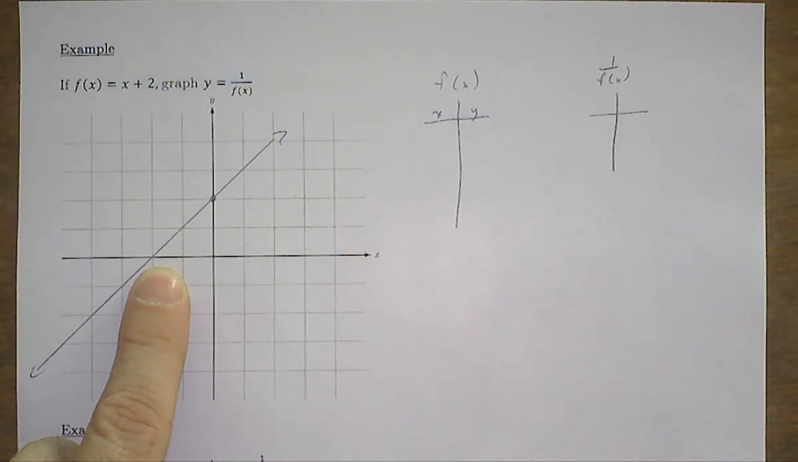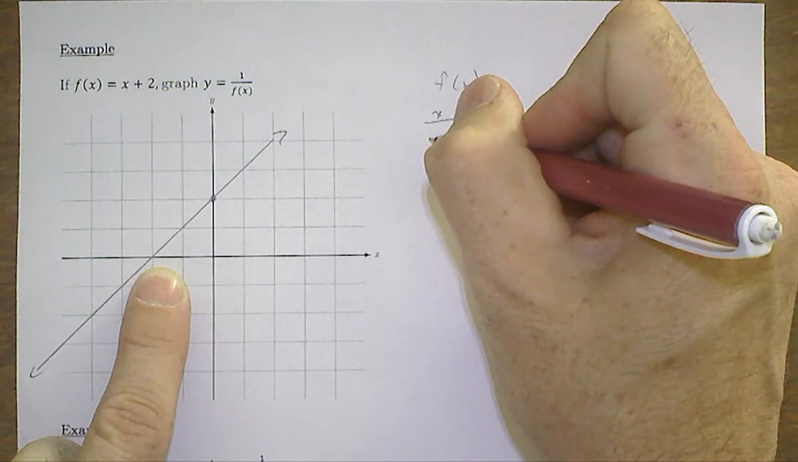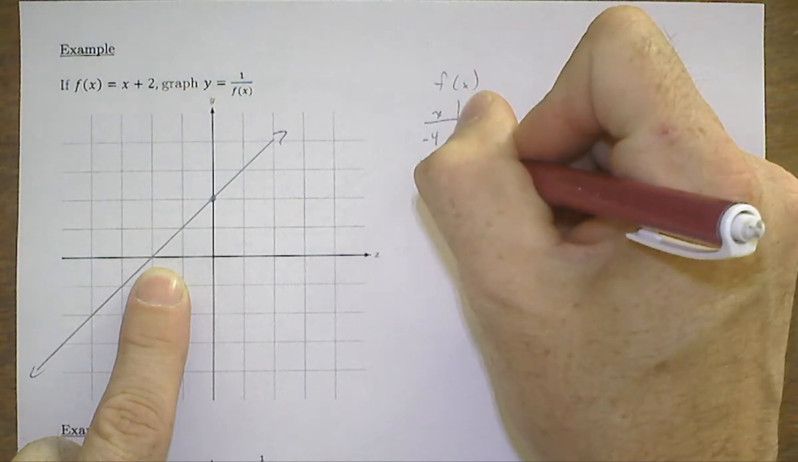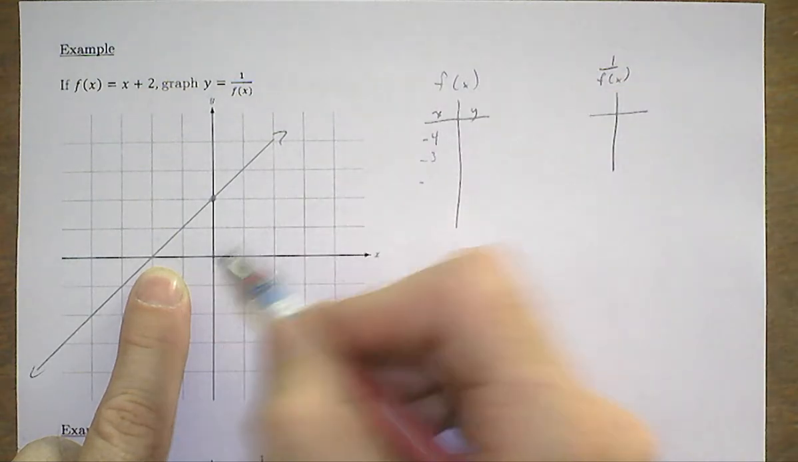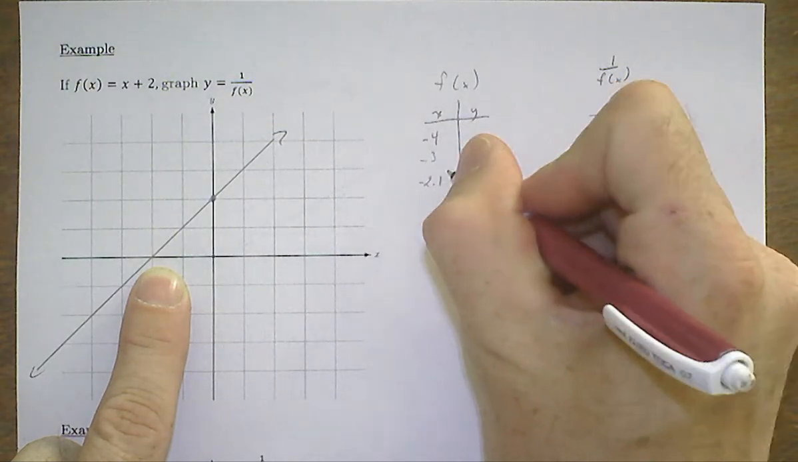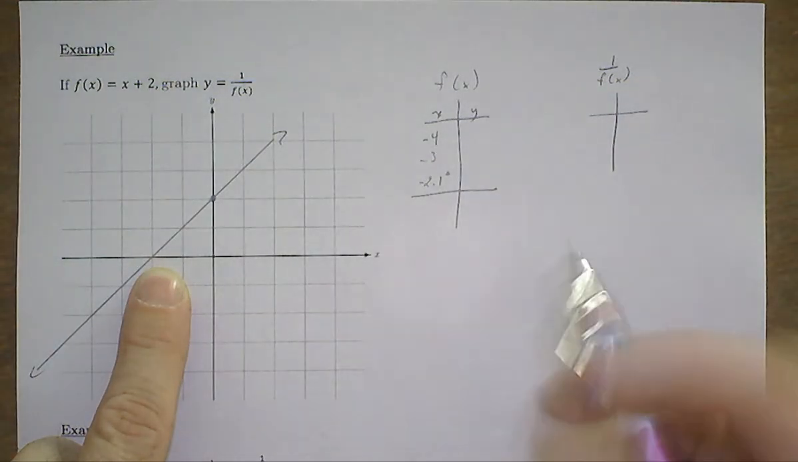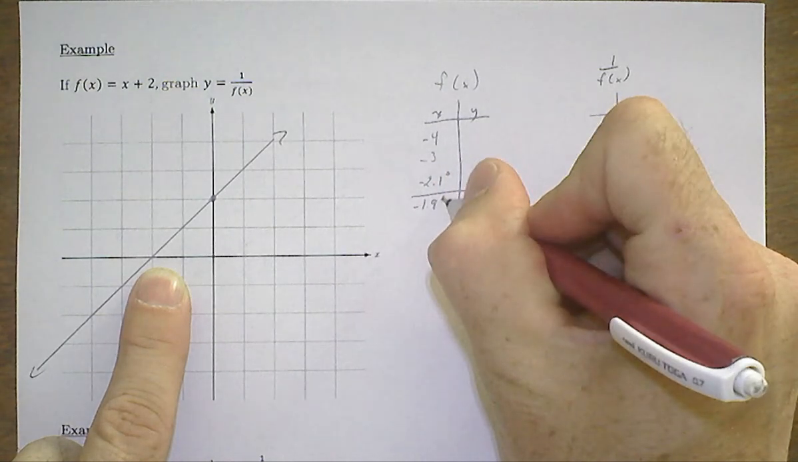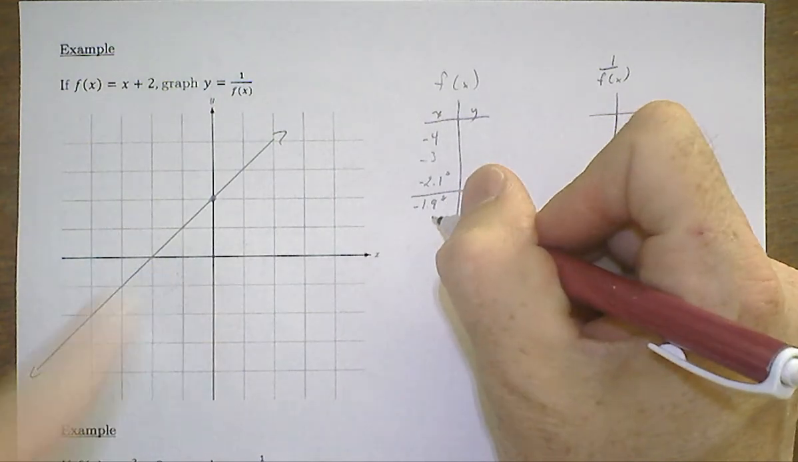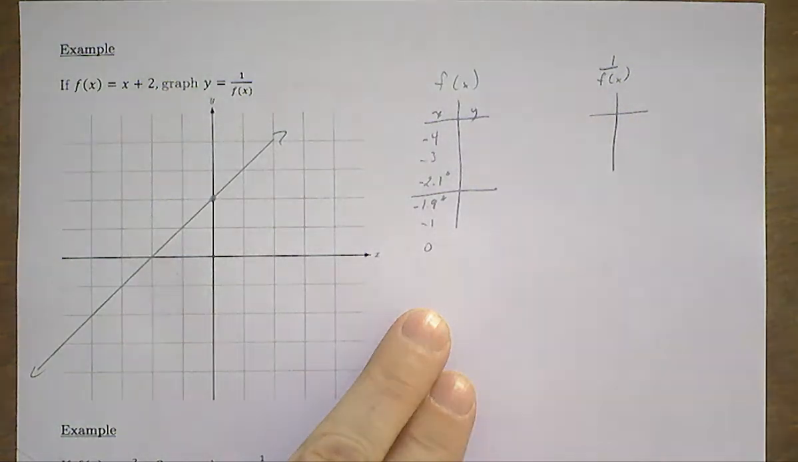So I guess what I'm going to do is take the points -4, -3, negative, I don't know, 2.1. And I'm going to put a star beside this because it's actually cheating. And then I'm going to go over here, -1.9 star. Perhaps I'm going to go -1 and 0. I can easily pluck down my x, y points here.